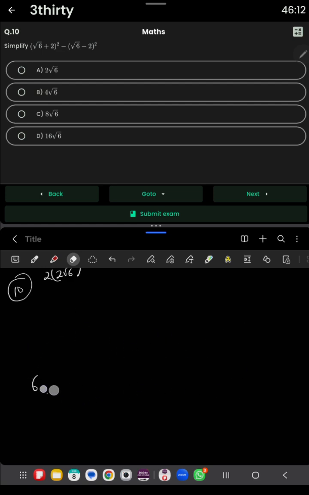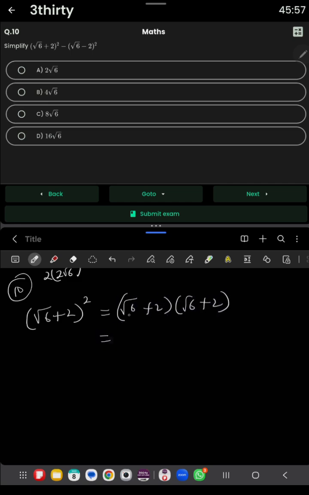Alright, let me redo number 10. So root 6 plus 2 squared. Alright, let's solve this first. So root 6 plus 2, root 6 plus 2, root 6 times root 6 is 6, root 6 times 2 is 2 root 6. Then we have 2 root 6, 2 times 2 is 4. So that's 6 plus 4 is 10, plus 4 root 6. That's what you get from this first one.